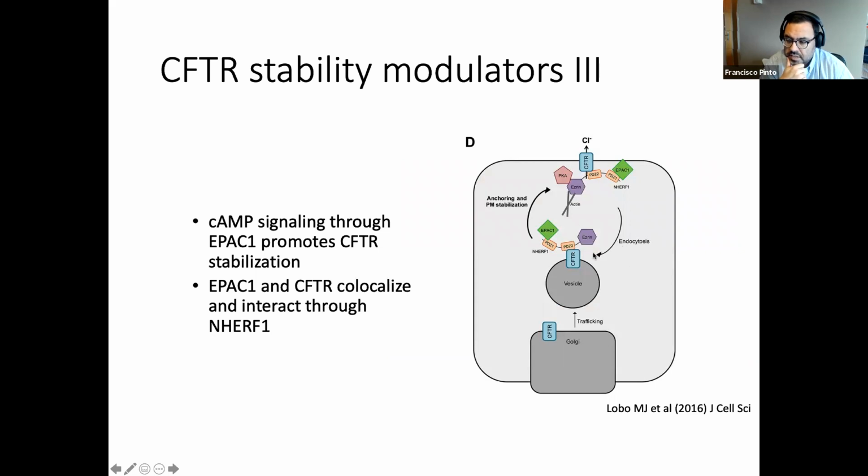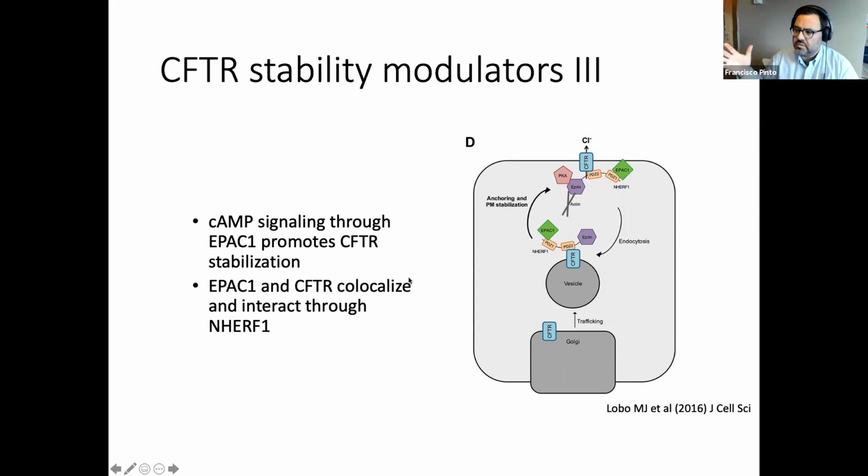Finally, another group in BioEasy studied another mechanism of stabilizing CFTR in the plasma membrane. It is known that CFTR is activated by cyclic AMP signaling, and one of the ways that CFTR is activated by cyclic AMP signaling is through another protein called EPAC. EPAC1 also binds NERF1, and they have detected that when activated by cyclic AMP, EPAC1 promotes the stabilization of CFTR at the plasma membrane.